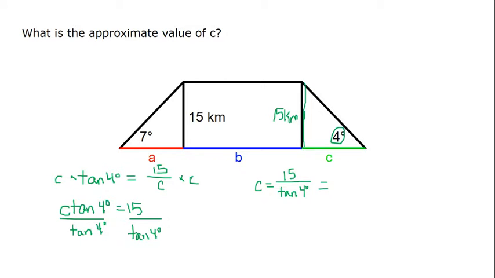Go ahead, type that in again, make sure that you're in degree mode. So when I type that in and round it to 1 decimal place, I end up with 13.0 kilometers for my value of C.